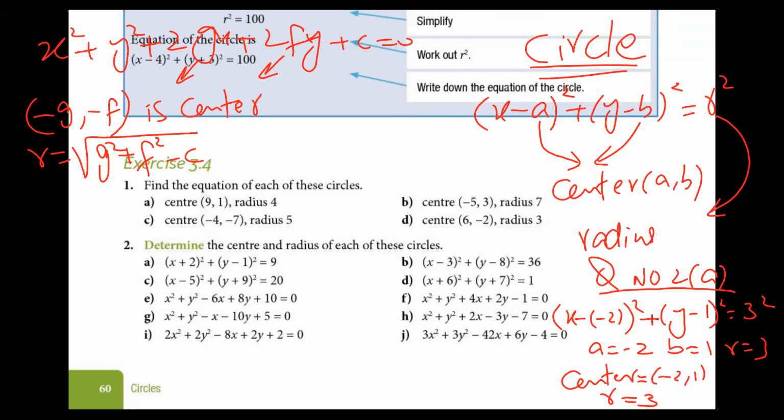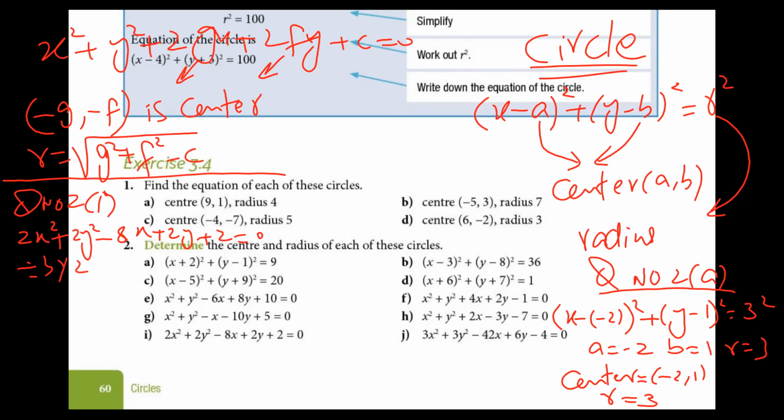No, sir, it's okay. Now, one question I'm going to do here. This is a very important question. Question number 2, I part. When you have 2x to power 2 plus 2y to power 2 minus 8x plus 2y plus 2 equals 0, I copied from here. Divide the whole equation by 2, students, because we don't need any number beside x square and y square. So divide every term by 2, and you get x square plus y square minus 4x plus y plus 1 equals 0.